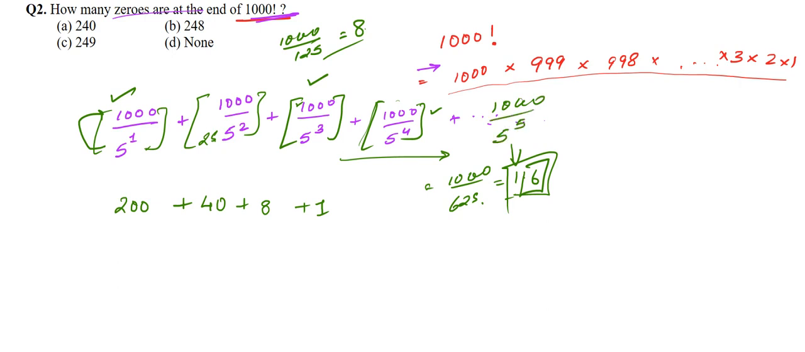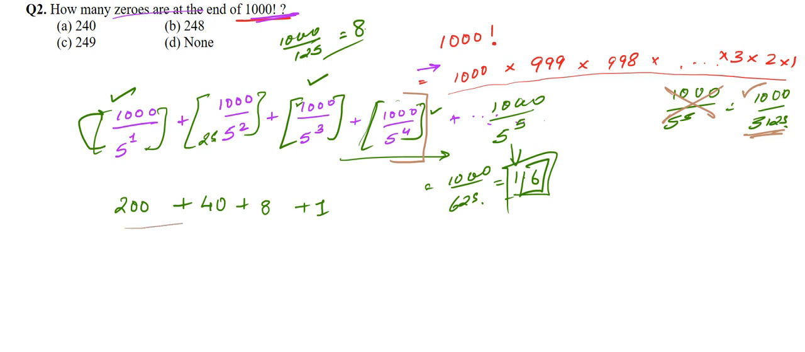So here you can check 1000 divided by 5 to the power 5. So what is 5 to the power 5? 1000 divided by 5 to the power 5 is equal to 1000 divided by 3125. So this time you can check we have a denominator which is larger than the numerator, so we will not consider 5 to the power 5, we will stop at 5 to the power 4.